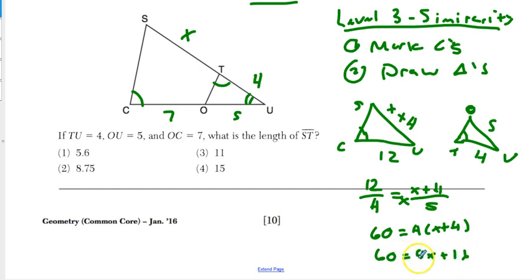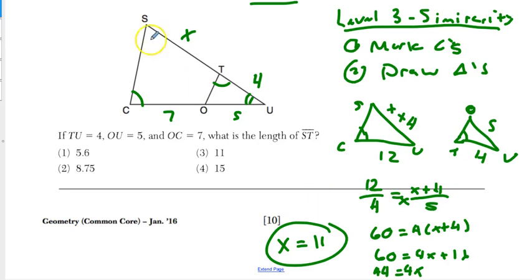We're going to subtract 16 from both sides. We get 44 is equal to 4x. Divide both sides by 4, and we get x equals 11. So ST right here is 11.